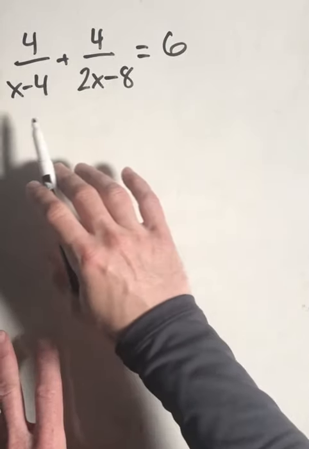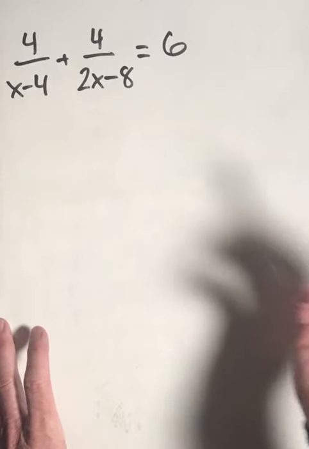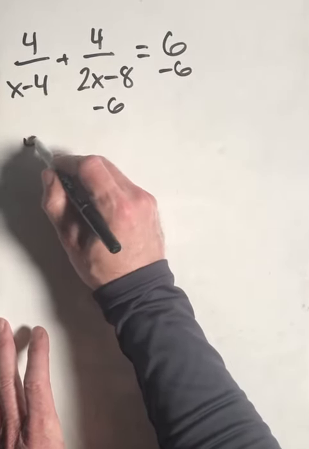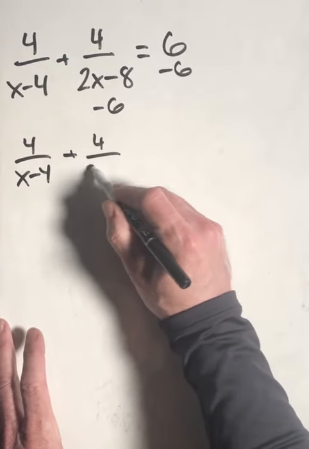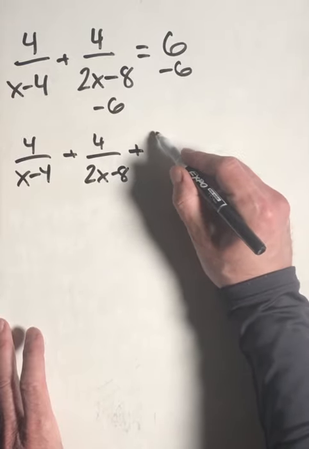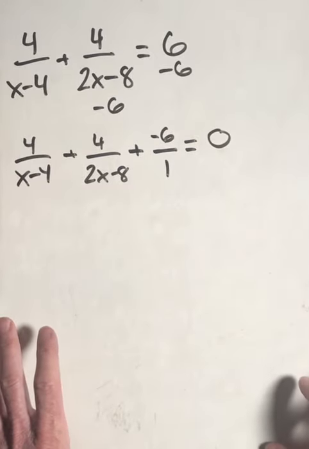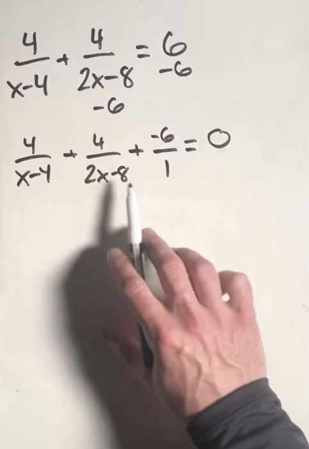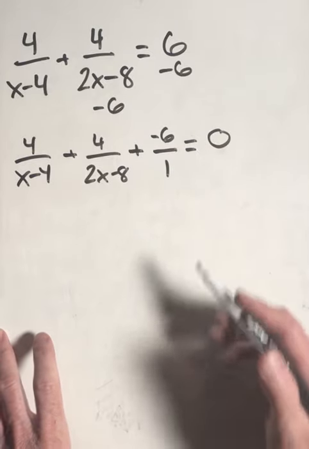To solve an equation with rational expressions, the first step is to get all of the expressions on one side of the equal sign by itself. So we're going to be subtracting 6 from both sides here. So we have 4 over x minus 4 plus 4 over 2x minus 8 plus negative 6 over 1 equals 0. Notice again how I didn't write this as minus 6. I wrote it as plus negative 6 over 1. That's going to come in later.